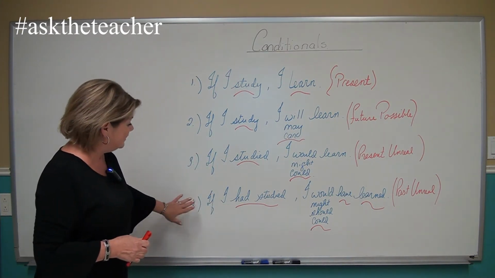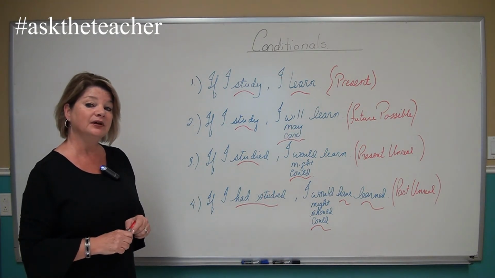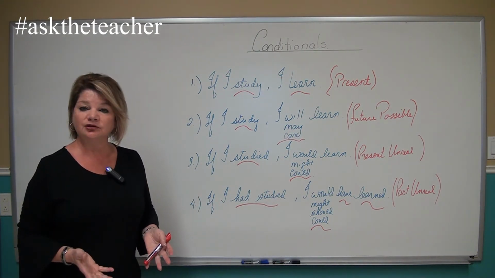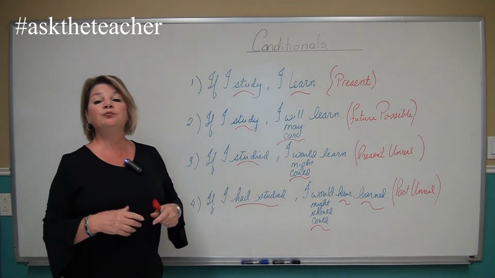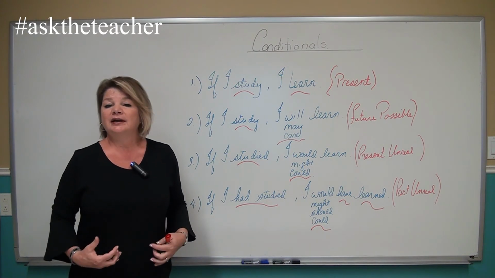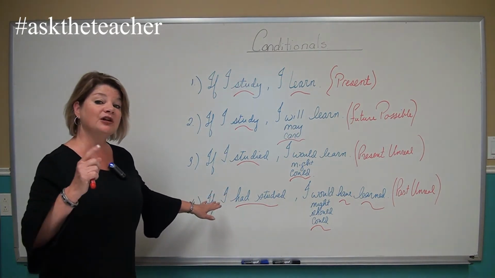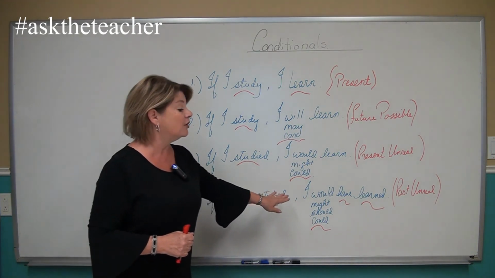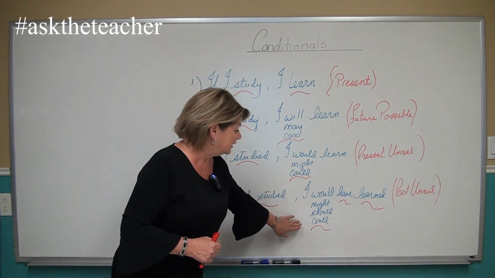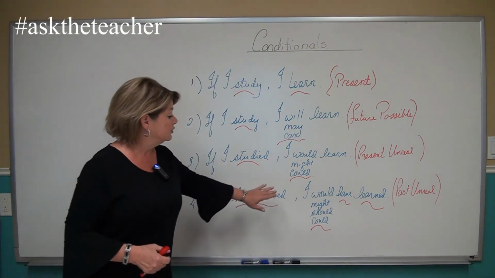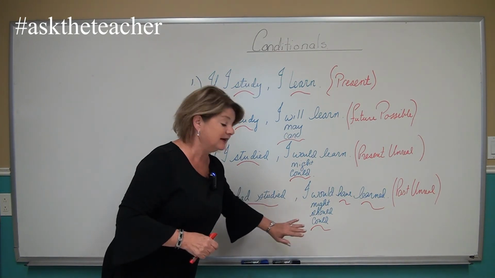Let's go to number 4. If I had studied, I would have learned. Past unreal. This is something you can't change. This is about regret. C'est quelque chose ici, le past unreal, on ne peut pas changer. C'est des regrets dans le passé. Si j'avais fait ci. So, if I had studied, si j'avais étudié, j'aurais appris. Might, should, and could. Expressing again, certainty, possibility, probability, and ability.